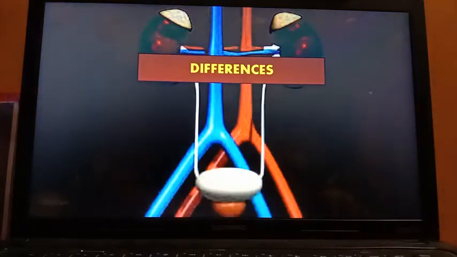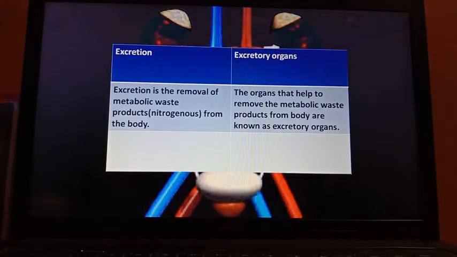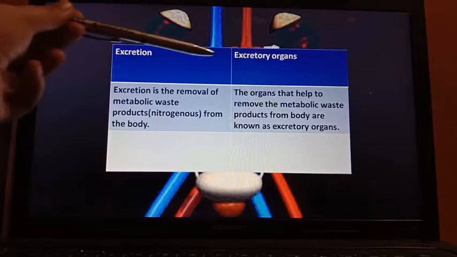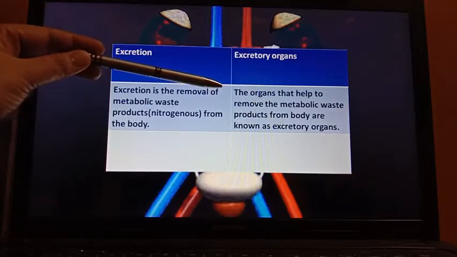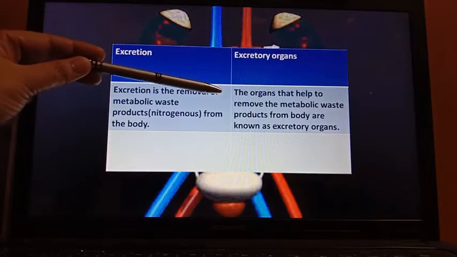Next, we are going to discuss a few differences. First difference is between excretion and excretory organs. Excretion is the removal of metabolic waste products, mainly nitrogenous waste products, from the body. Excretory organs are the organs that help to remove the metabolic waste products from the body.